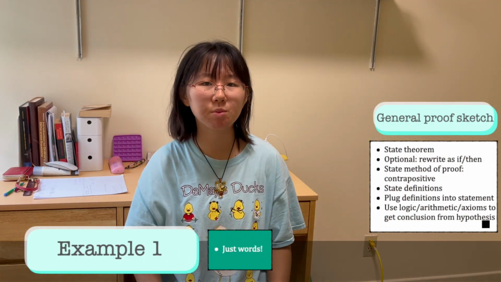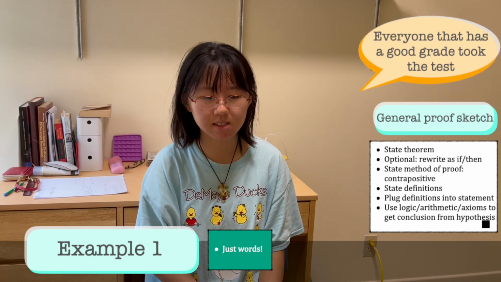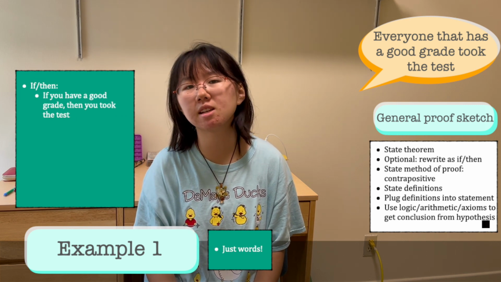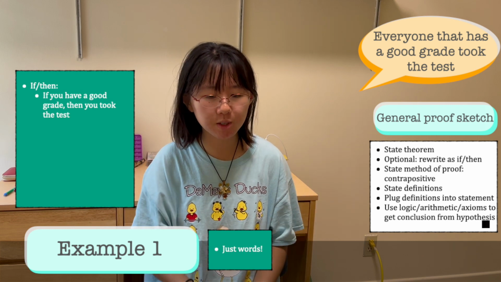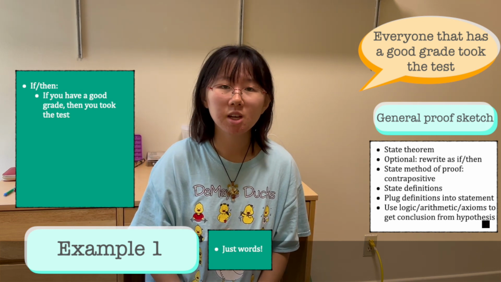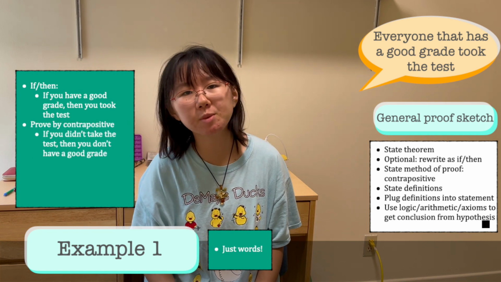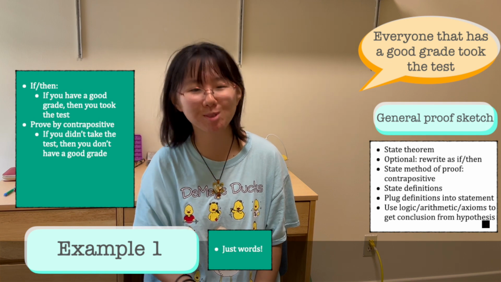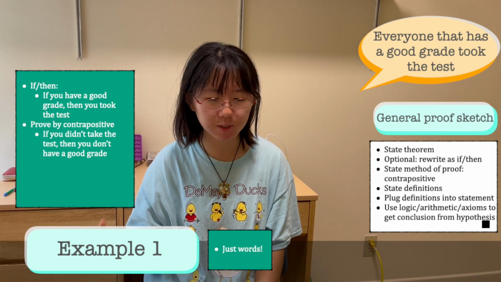So let's do an example with just words first. Let's say my statement is everyone that has a good grade took the test. Let's first rewrite that as an if-then statement, and then see if we can rewrite it as something that has quantifiers in it. So I can say, if you're someone that has a good grade, then you took the test. Our next step is saying that we're proving by contrapositive, and we should specifically state the new statement that we're trying to prove that's logically equivalent to our original one. So if you didn't take the test, then you don't have a good grade.